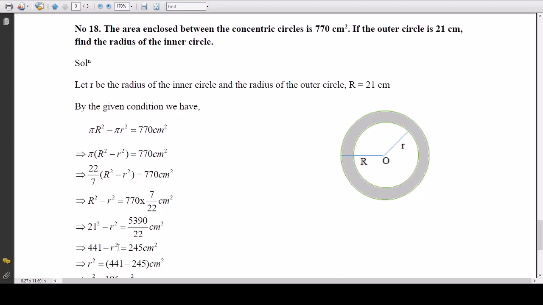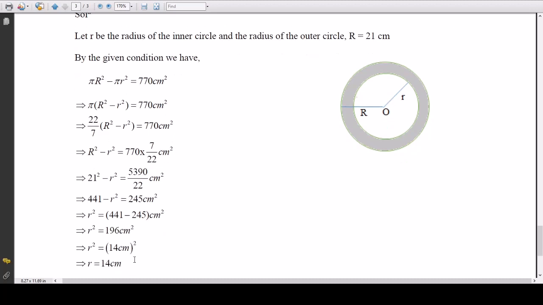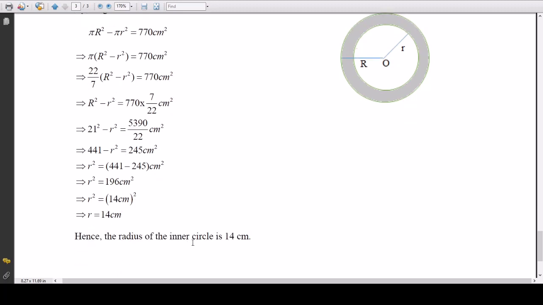Therefore r will be how much? Taking r square to the right side and 245 to the left side, that means 441 minus 245 is r square, or you can write it the opposite way, r square equals 441 minus 245 cm square, which gives r square equals 196. But 196 is the square of 14, isn't it? Therefore r should be 14 centimeter. Clear? And the radius of the inner circle is 14 centimeter.